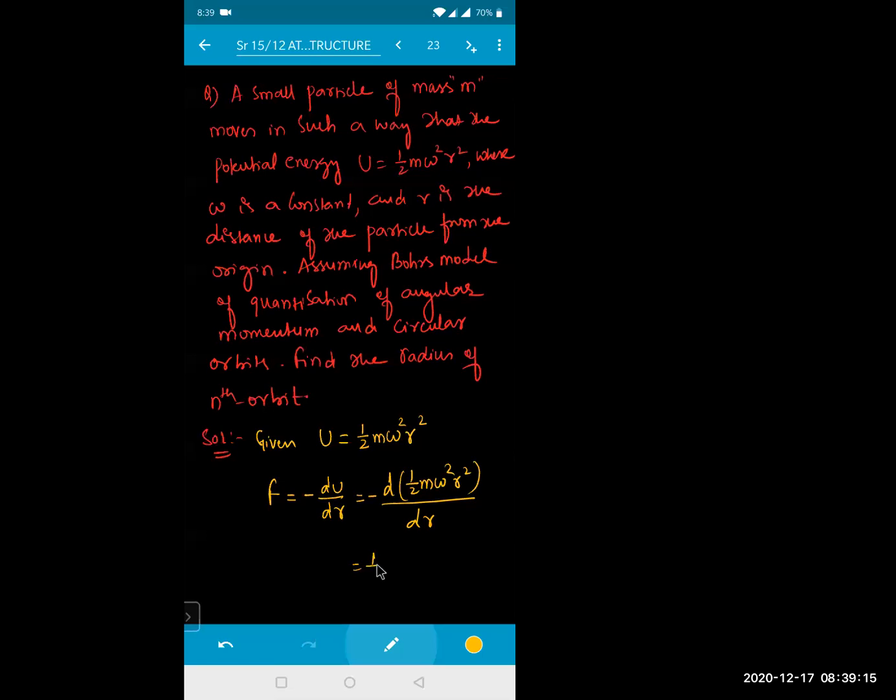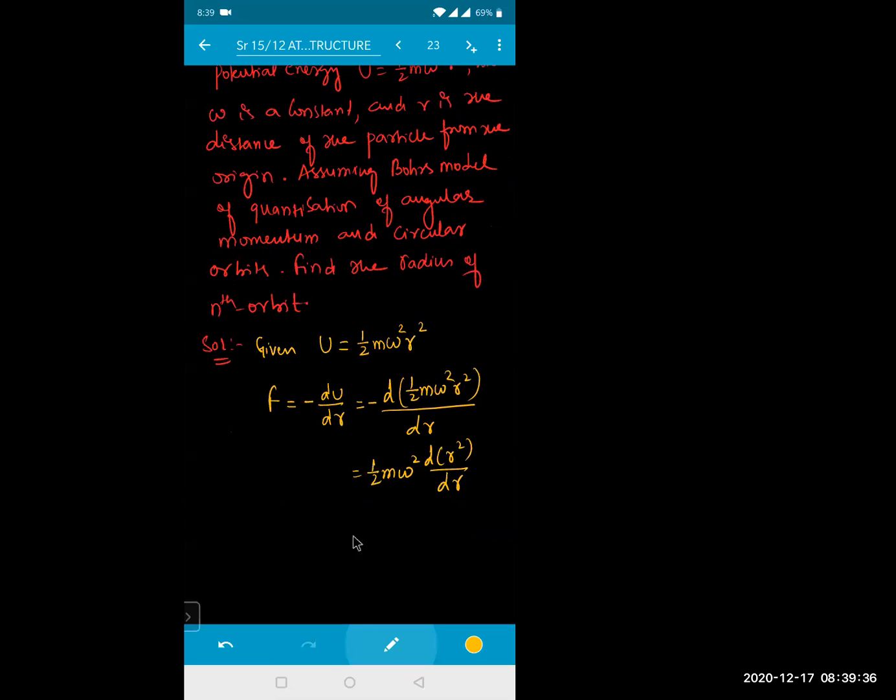So in this, half into m into omega square is out. This is the differentiation of r square divided by dr. Differentiation of r square is 2r. This will become half into m into omega square into 2 times r. So force will be, F is equal to m into omega square into r. So this is the force which has been acting.